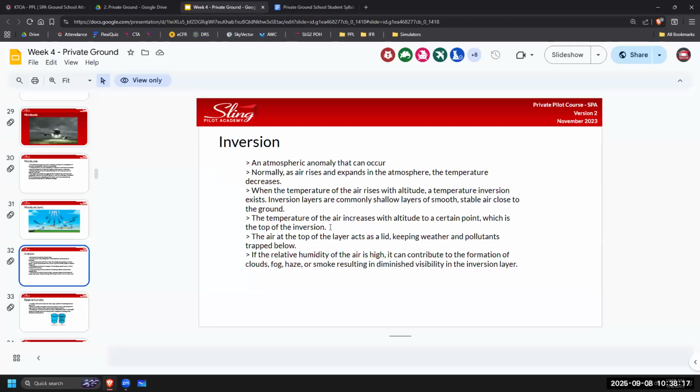But at a certain point, it gets to the top of the inversion, and that kind of acts like a lid, keeping all the weather below it. The top of the temperature inversion acts like a lid.